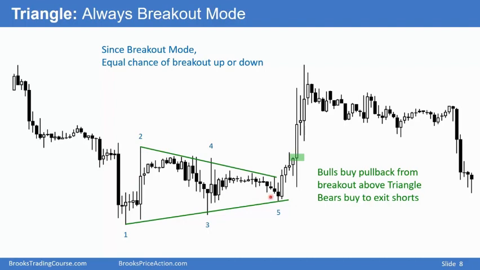You expect sideways and breakout mode. And we ended up getting the bull breakout. The bulls buy the breakout, they buy above the pullback, and the bears give up. And you get a give up bar right here.